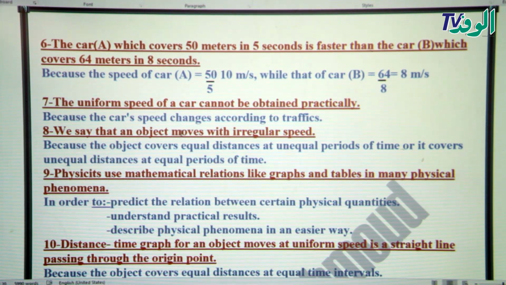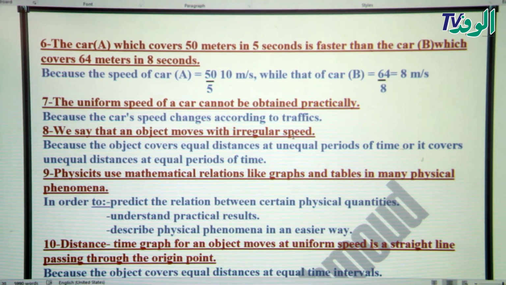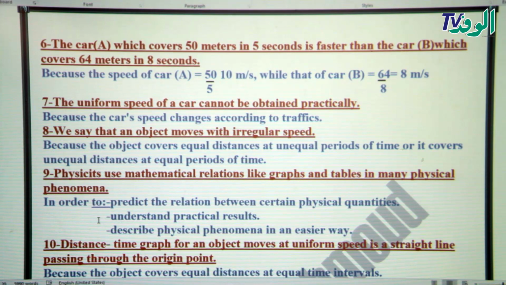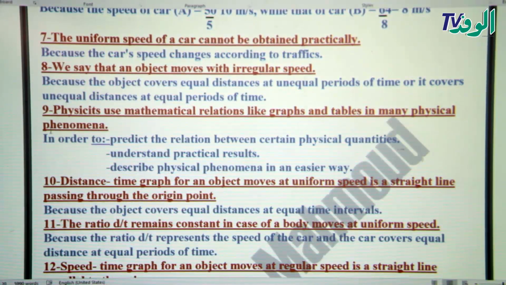Another question: we say that the object moves with irregular speed. Why? Because the object covers equal distances at unequal periods of time, or it covers unequal distances at equal periods of time. One of the most important questions, it comes very often, and the last time was last year.